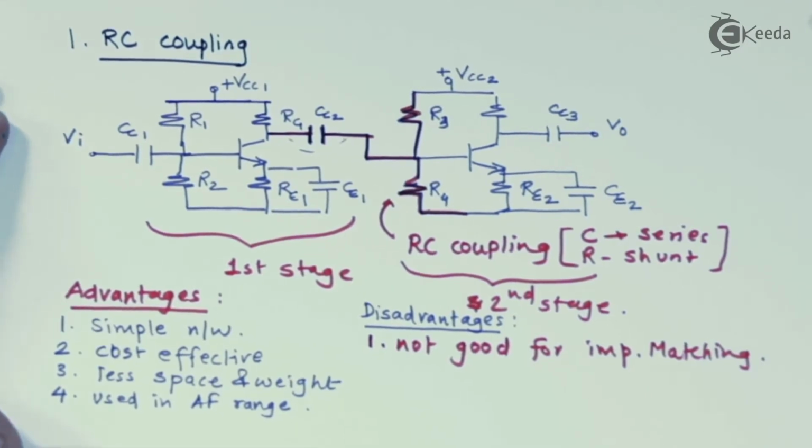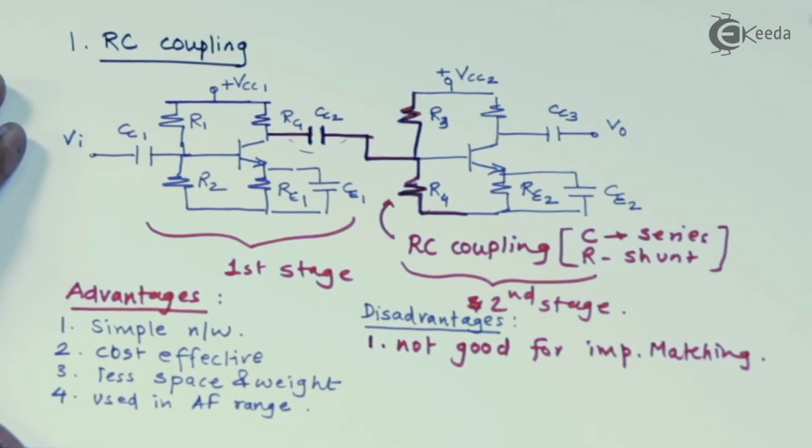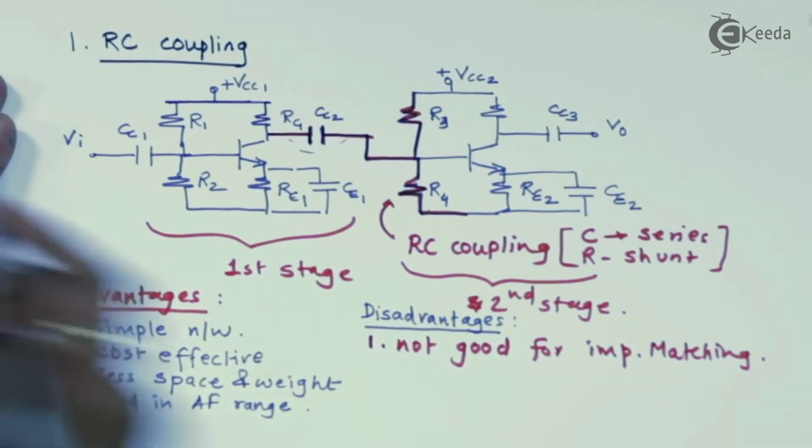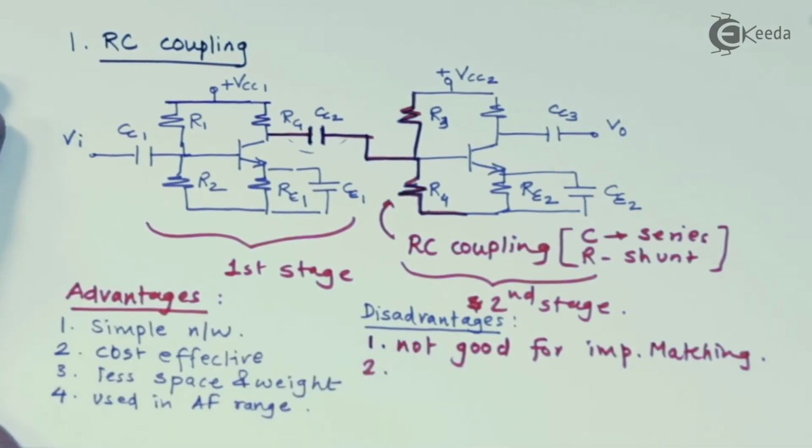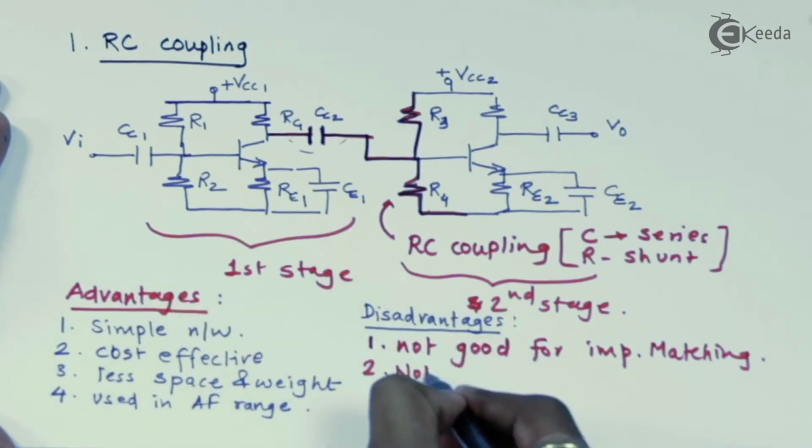Whatever voltage and power gain that we'll be getting, that is low as compared to the other two techniques. It's used in AF range, we get significant gain, but if we want more than that particular value of gain, then it is not useful.